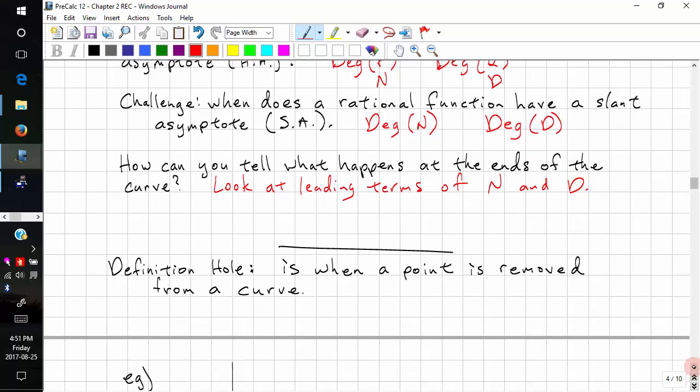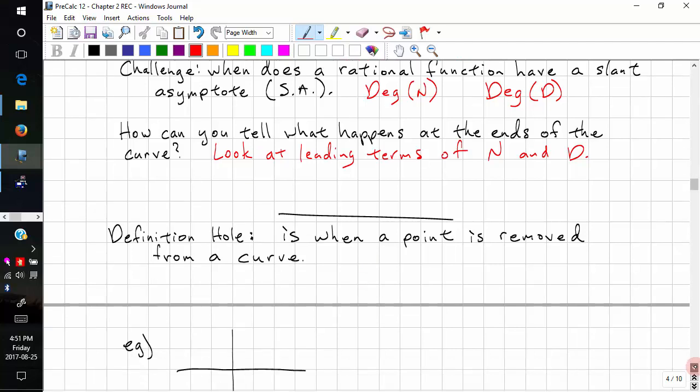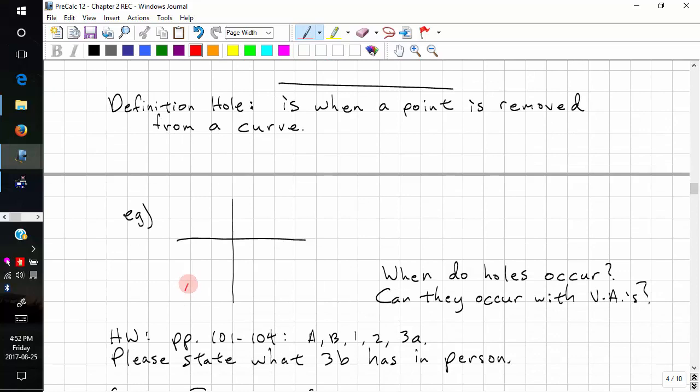And you'll need to know the definition of a hole, and that's when a point is removed from a curve. So what do we mean by that? If I draw a curve and that point is removed, then that's a hole. However, this is not a hole. It's called a jump.